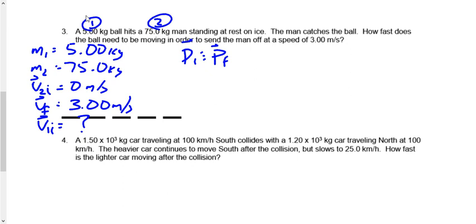Now, how many objects do we have? How many objects do we have, Amelia, before this collision takes place? 2. So we're going to have 2 terms then, M1, V1, I.